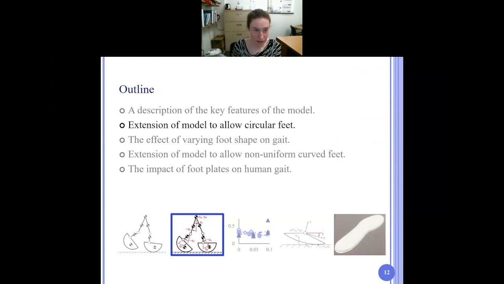Okay, so now that you know a little bit more about the model, let's go into some of the technical details about how we model curved or circular feet.